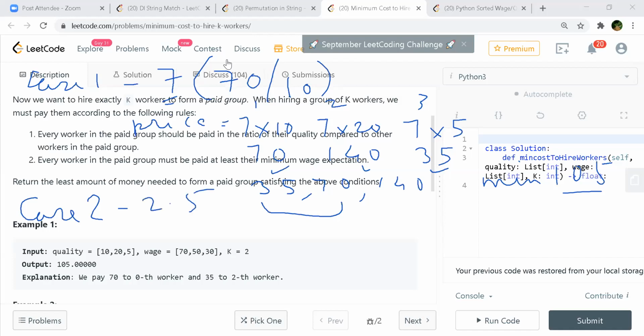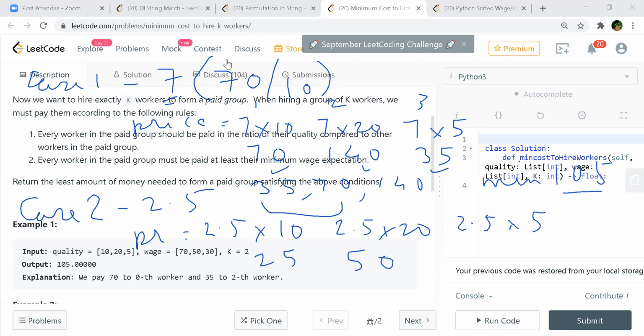And if you do the pricing here again, the pricing will be 2.5 multiplied by 10, and then 2.5 multiplied by 20 and 2.5 multiplied by 5. So in this case, this will be 25, and this will be 250, right? And in this case it will be 12.5, right?